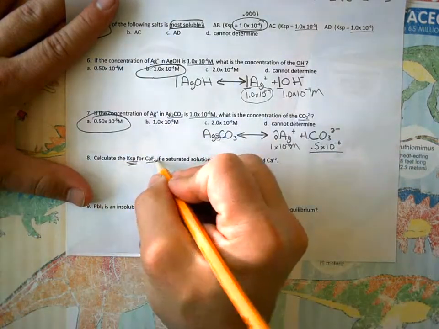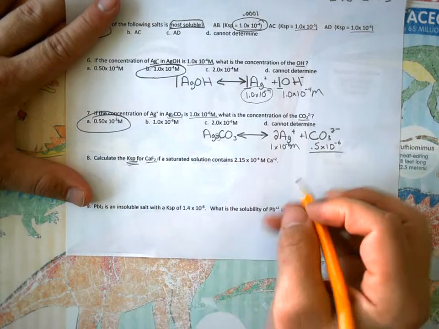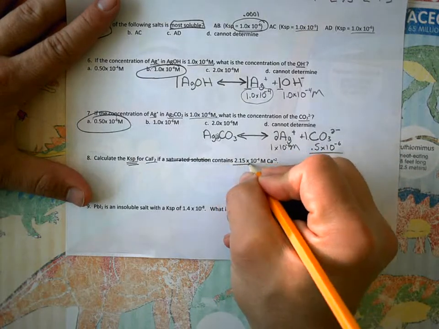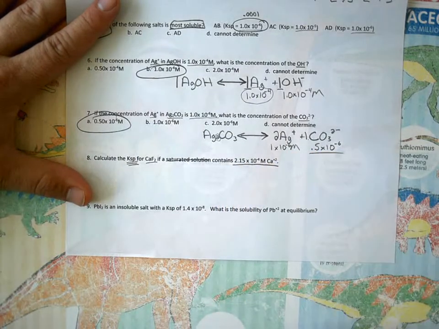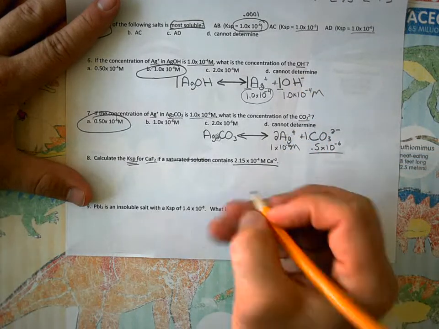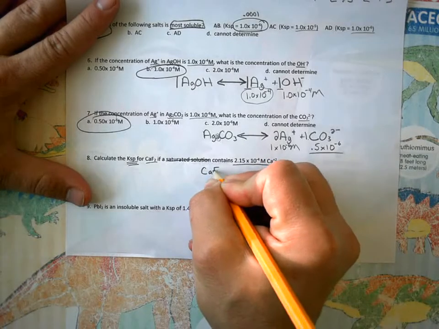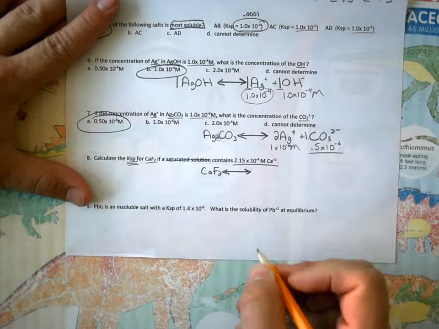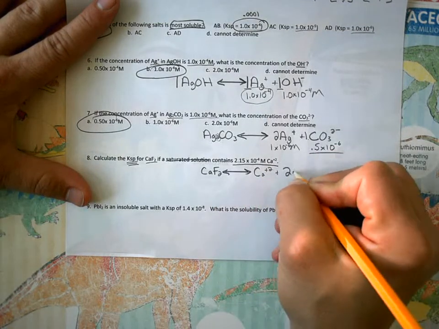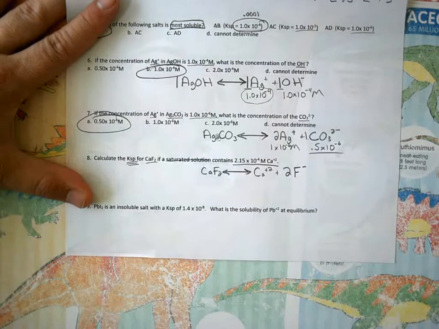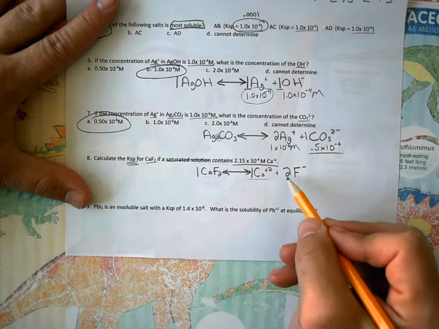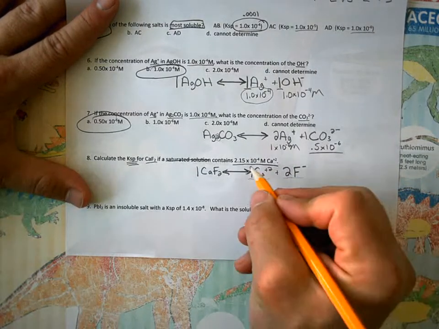We're solving for KSP. For calcium fluoride, if a saturated solution, which just means we're at equilibrium, contains 2.15 times 10 to the negative 4th molar Ca plus 2. Now I gave you these last two problems to get you ready for this one. And again, I would always start out by writing the dissolving process. CaF2 has 1 calcium for every 2 fluorines. Again, this is a 1 to 1 to 2 ratio. For every 1 calcium, we have twice as much fluorine.